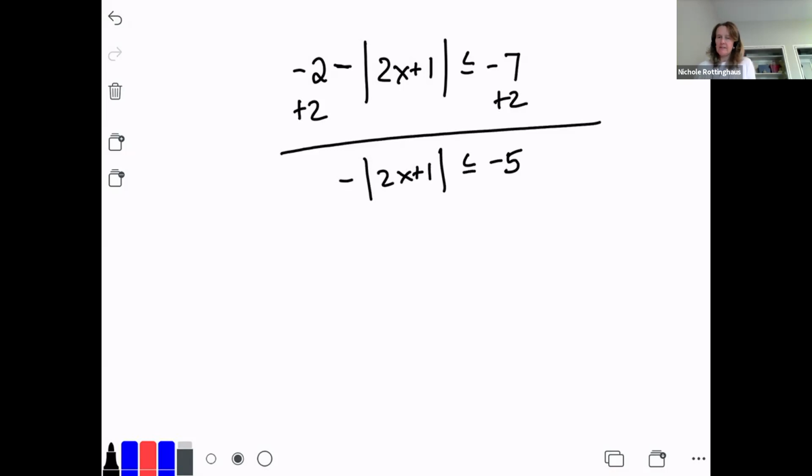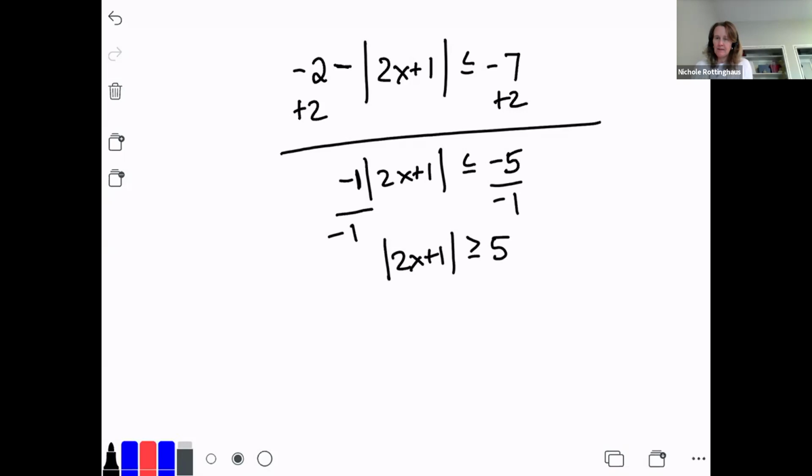So I need to get rid of this negative out in front. And remember, when I have just a negative out in front of any sort of a grouping symbol, and in this case it's an absolute value symbol, it's like there's a 1 there. So to get rid of -1 times that, I'm going to divide by -1 on both sides. And when I divide by -1 on both sides, then I need to flip the sign. So I'm left with the absolute value of 2x plus 1 is greater than or equal to 5.